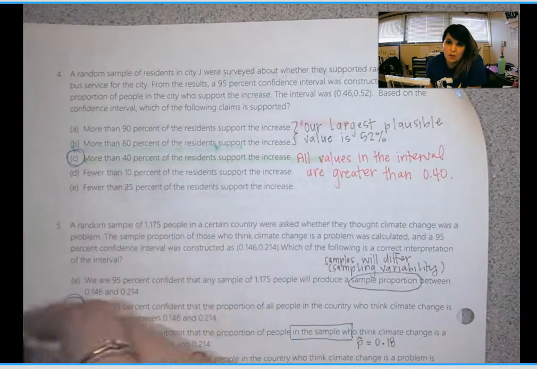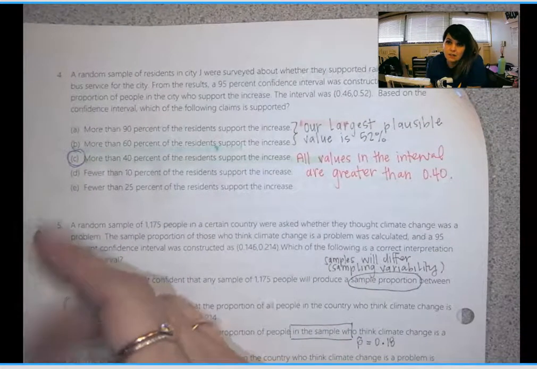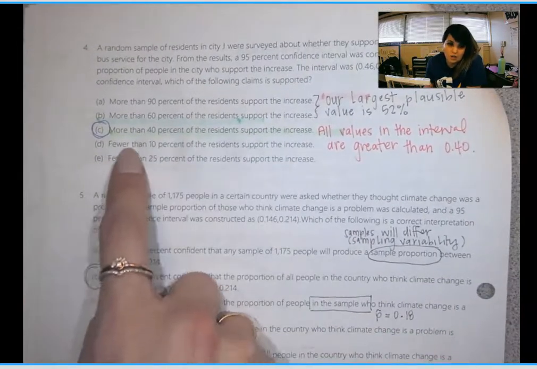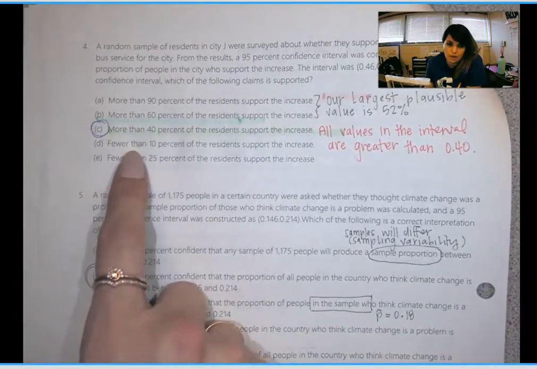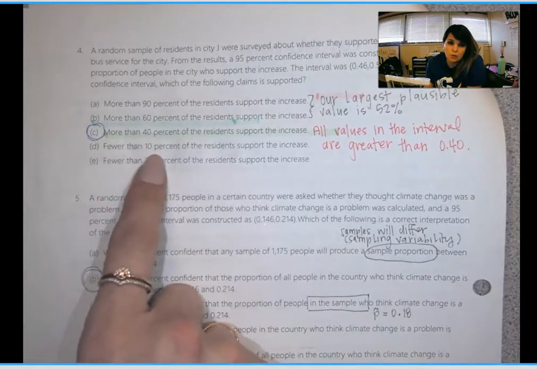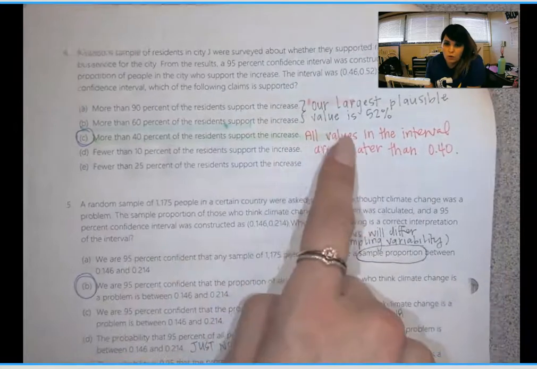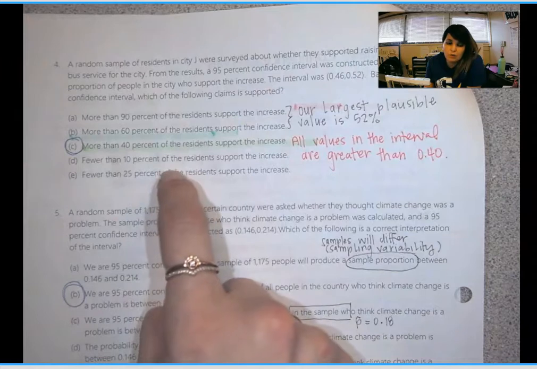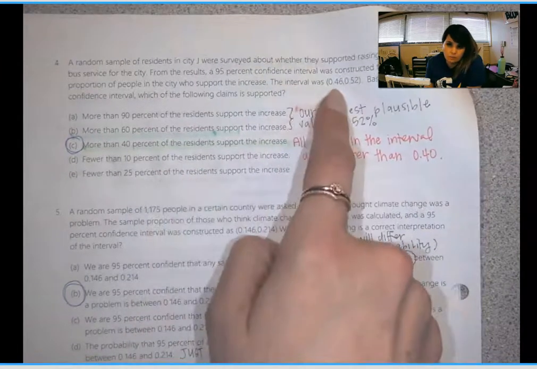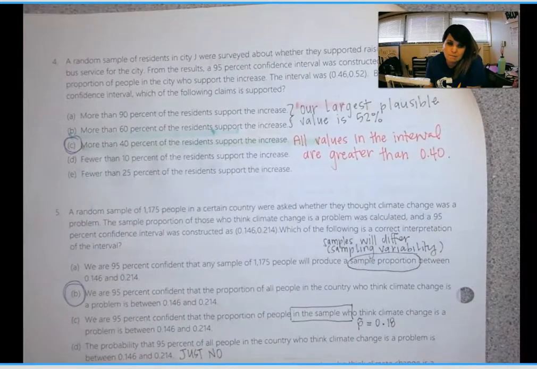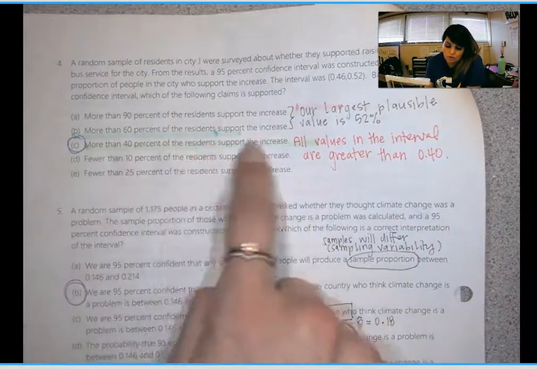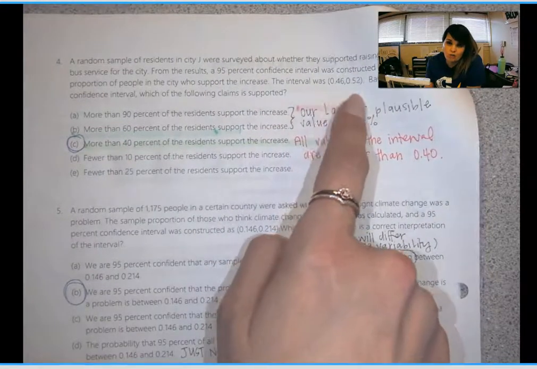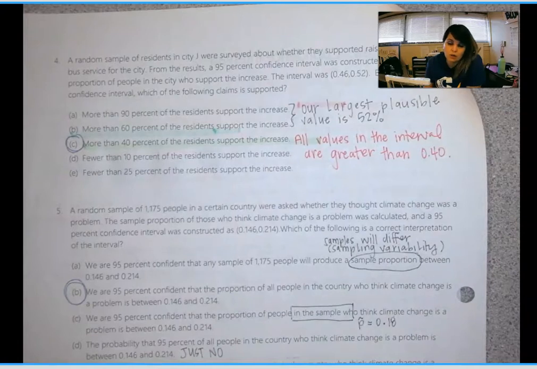So if you're under a time crunch, I would recommend that you select C, start and move on if you don't feel confident, and then come back. And if not, you can check D and E just to make sure that you truly have the right one. So D says fewer than 10% support. Well, no, our lowest value is 46%. So that one's not true. And fewer than 25% support, nope. Once again, our lowest value is 46. So this is the only one that is true. It's the only one that we can say, yes, all of our values were more than 40%.